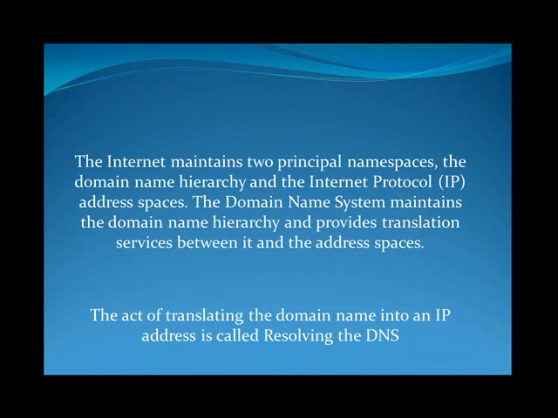The Internet maintains two principal namespaces: the domain name hierarchy and the Internet Protocol address spaces. The domain name system maintains the domain name hierarchy and provides translation services between it and the address spaces. The act of translating the domain name into an IP address is called resolving the DNS.